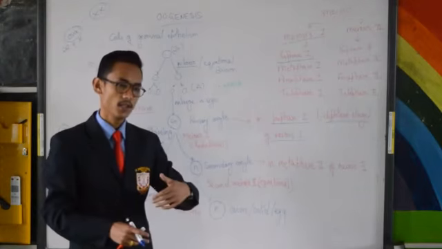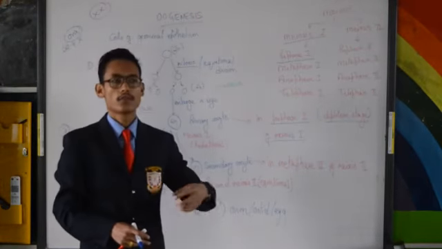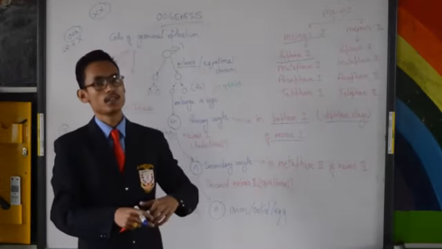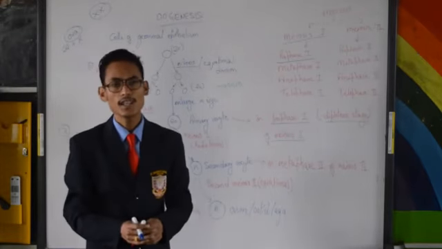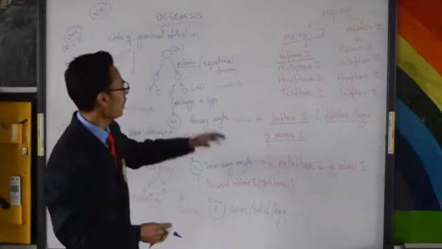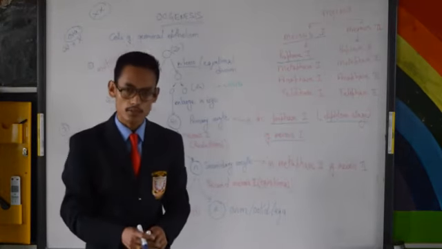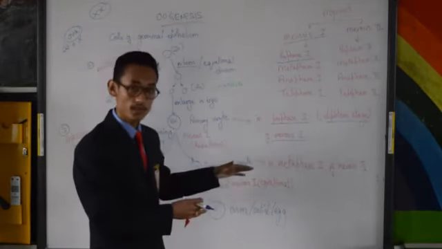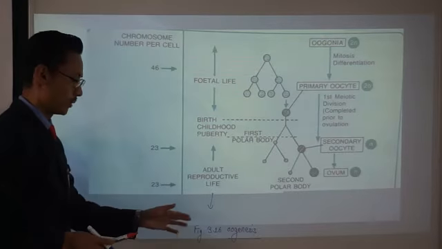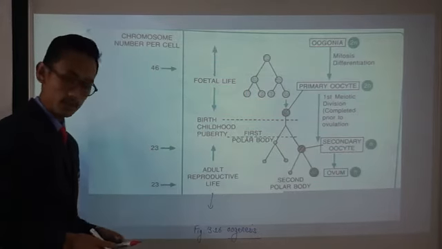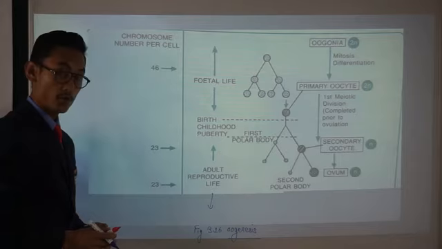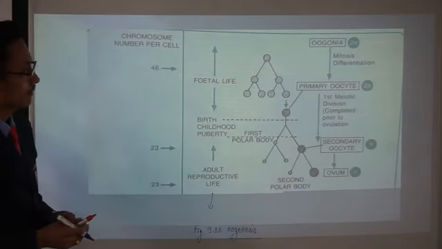Now we will go through the diagrams from the textbook to make the concept clear. We will see the structure of the Graafian follicle, we will see the structure of the ovum or the egg, and we will also see the process of oogenesis from the diagram given in your textbook. Okay, so begin with figure number 3.16, the figure of oogenesis. Yeah, so let's take the first one.